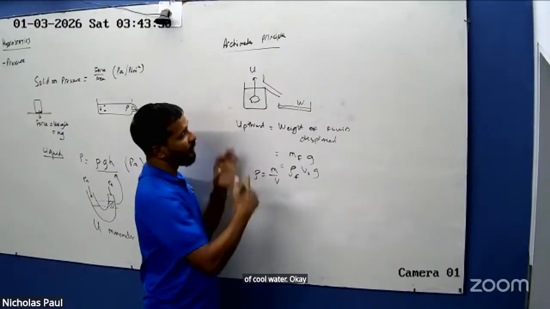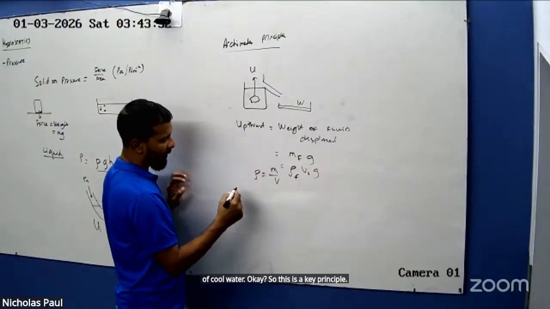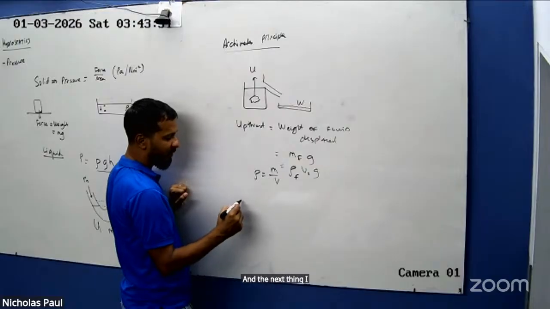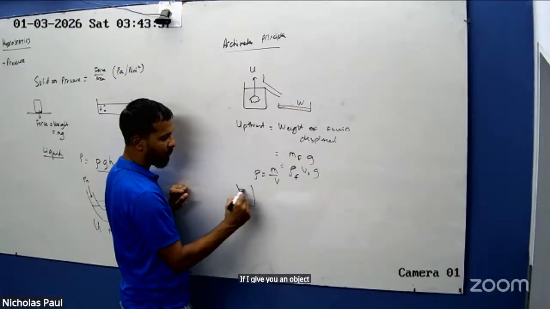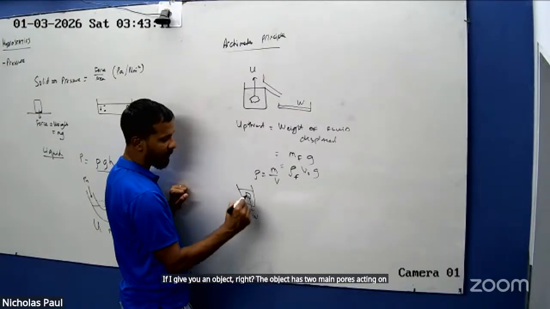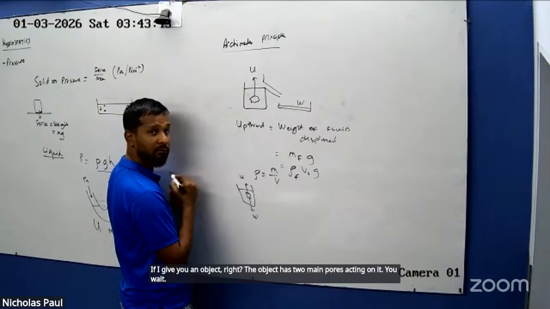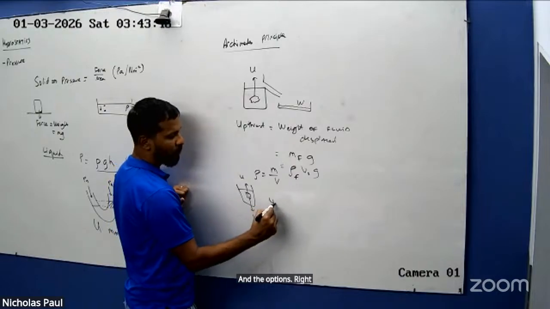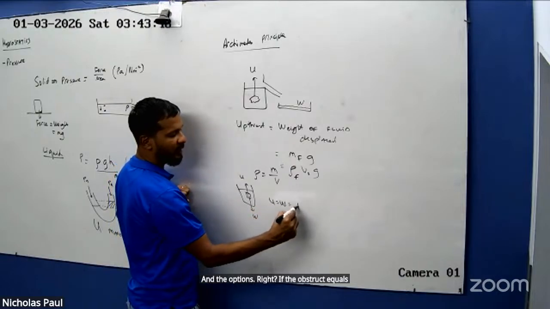Okay, so this is Archimedes' principle. And the next thing Archimedes also said, if I give you an object, right? The object has two main forces acting on it, the weight and the upthrust, right? If the upthrust is equal to the weight, then the object is going to float.